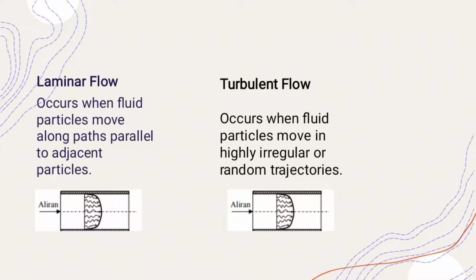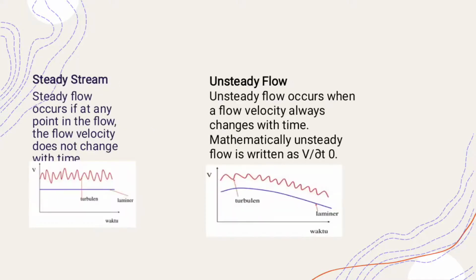Laminar flow occurs when fluid particles move along paths parallel to adjacent particles, and the example is shown down below. Turbulent flow occurs when fluid particles move in highly irregular or random trajectories, as shown below.